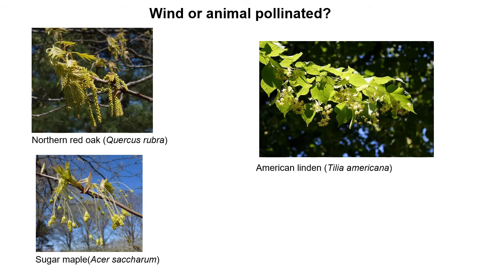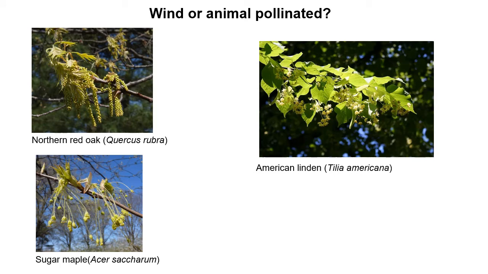Now here's a little quiz. Like our conifers, some hardwoods, some flowering plants are wind pollinated. So they rely on the wind to disperse the pollen to female parts of flowers and produce fruits and seeds. But some are animal pollinated. So some angiosperms have evolved to entice animals to come and move their pollen for them.